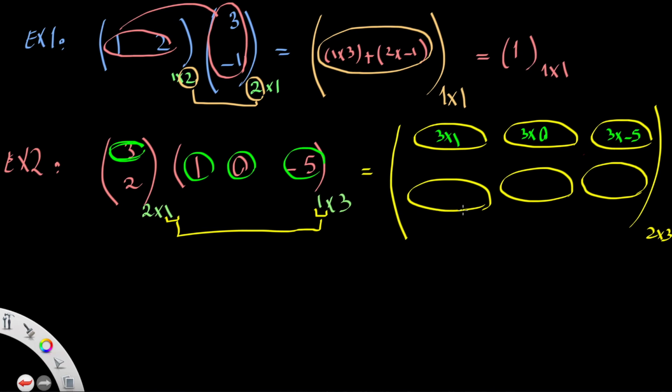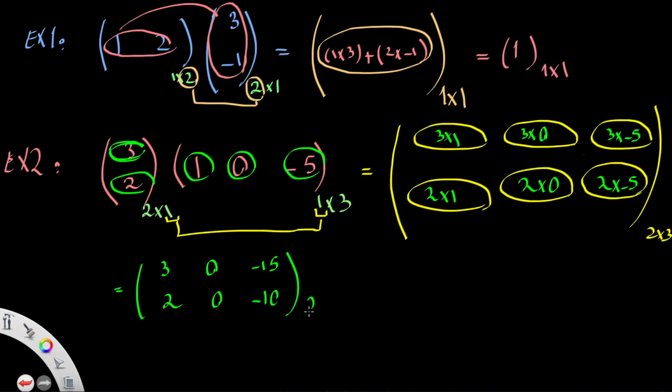Now let's go for these elements. It is located in the second row, first column. So the second row is multiplied by the first column. So 2 by 1. Here it is second row, second column: 2 times 0. Here is second row, third column: 2 times -5. It will be 3, 0, -15, 2, 0, -10. 2 by 3 is the product matrix.